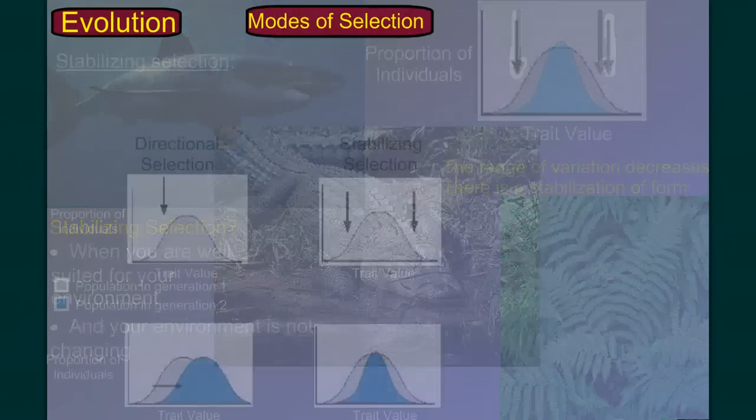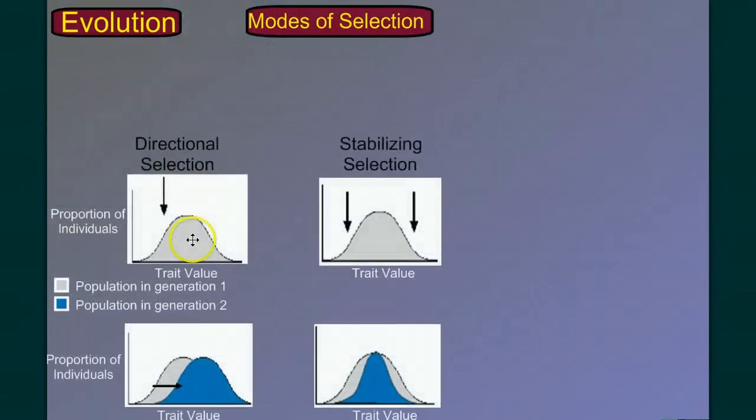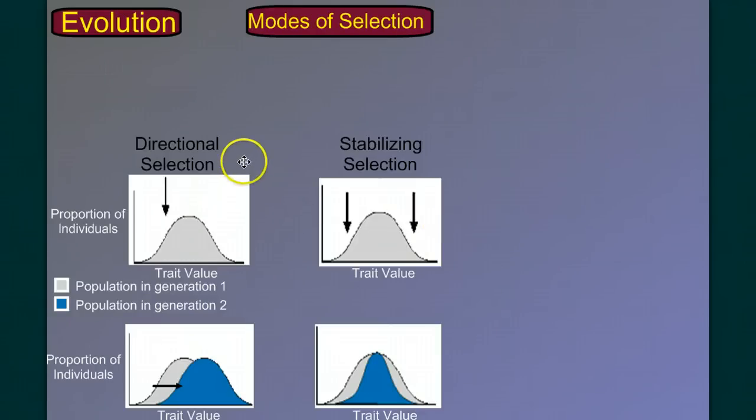So we add stabilizing selection to our modes of selection, directional and stabilizing. Selection making a species change in a direction, and selection making a species stay the same. Well, what else do we have?